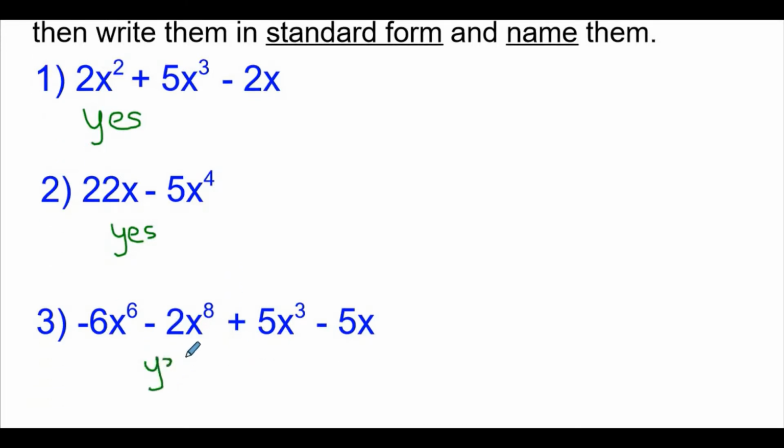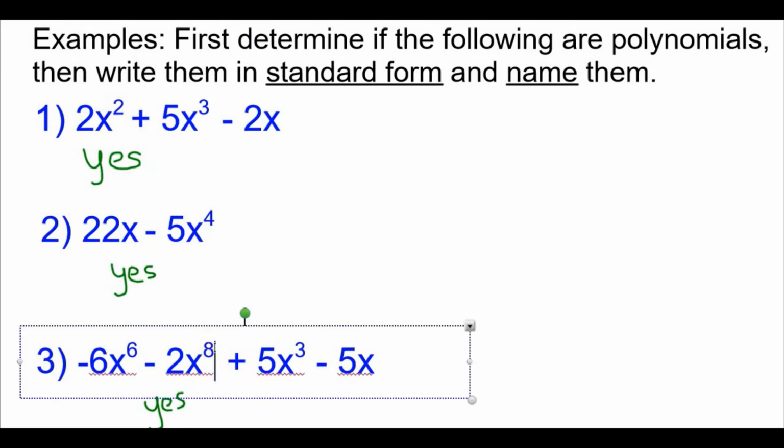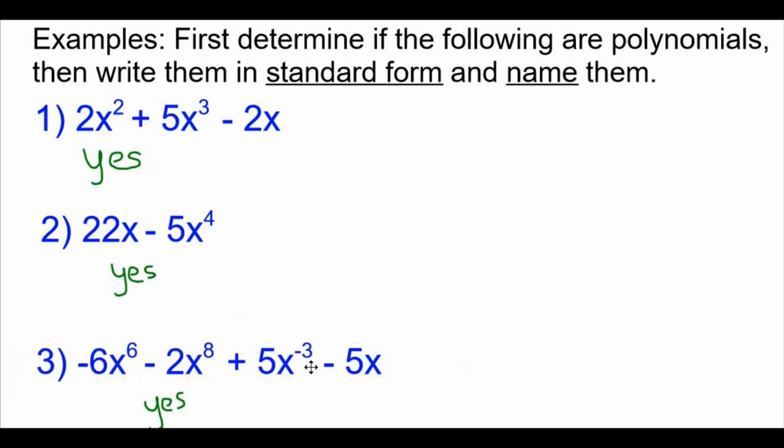So to turn something into a no, let me show you a way to do that. Let's say I came in here and I made that a -8 in the exponent. So if that 8 were negative, or if this 3 were negative, so if I did this, and I turned that into not a subscript, let me fix that real quick. If it were an exponent like that, that would make it not a polynomial. It has to be a whole number.